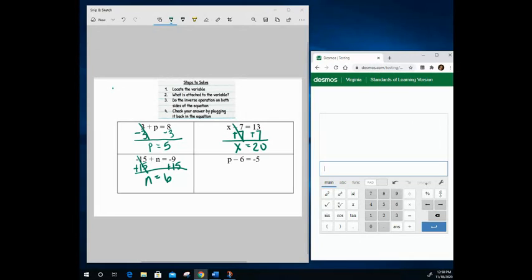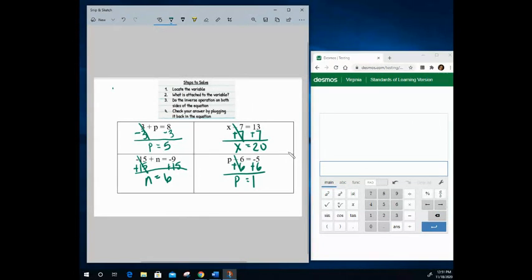Looking at our last problem, we have p minus 6 equals negative 5. What's my variable? P. What's attached to it? A minus 6. How do we undo a minus 6? We're going to plus 6 or add 6. Whatever you do to one side, you do to the other. The 6's cancel. We're left with p, and negative 5 plus 6 gives us a positive 1. And again, you could check that in Desmos by plugging that information in.